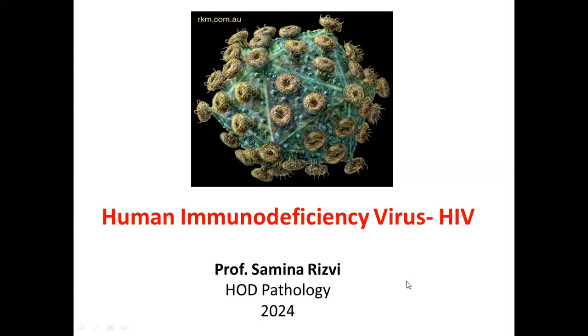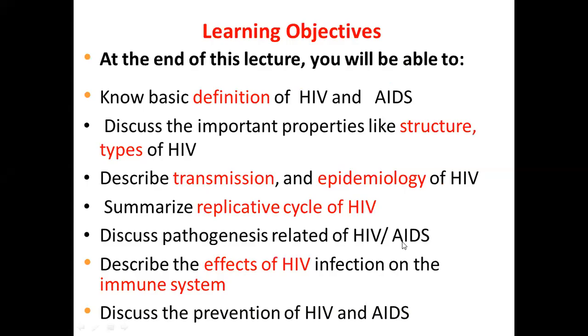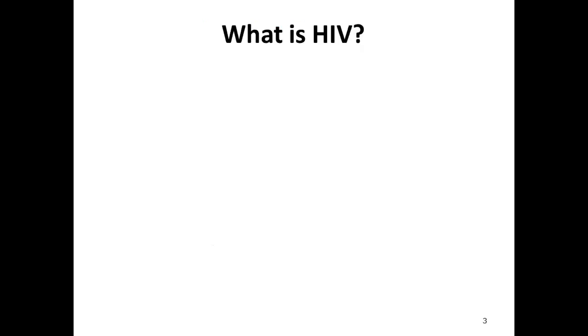Today we are going to talk about human immunodeficiency viruses. These are my learning objectives. As usual, we are going to define it and then we will do the epidemiology. In this topic, the important thing from the examination point of view and for your knowledge is that you should know the structure of the HIV virus and you should know its replication cycle.